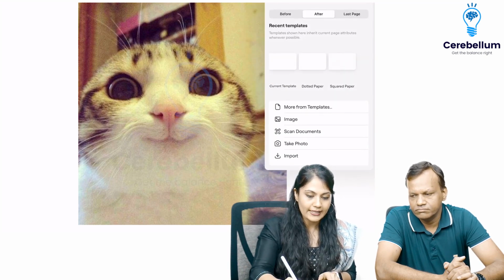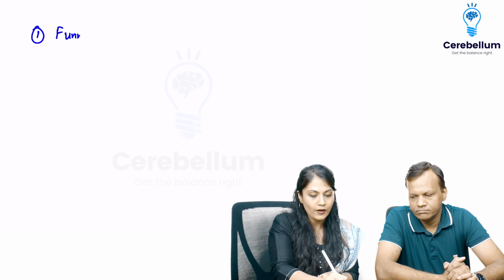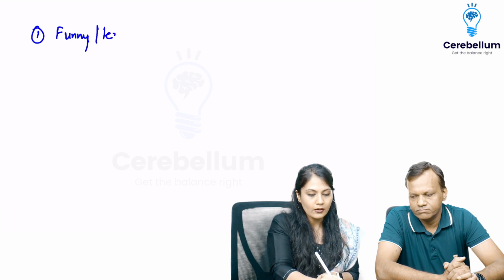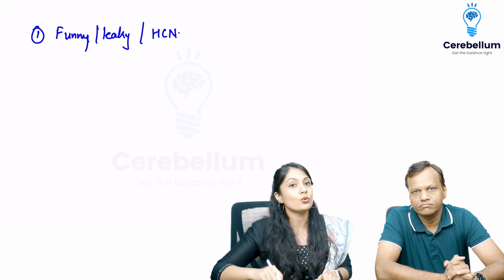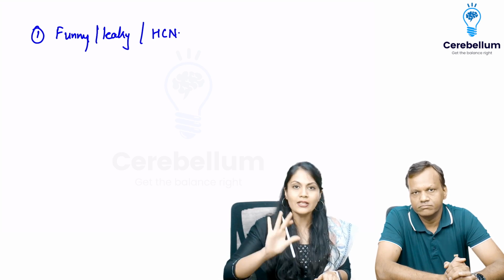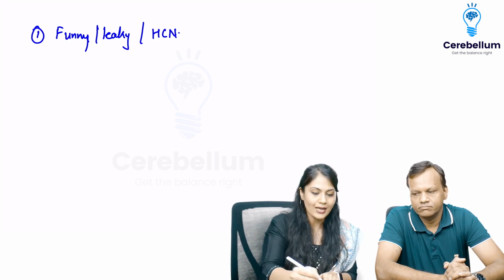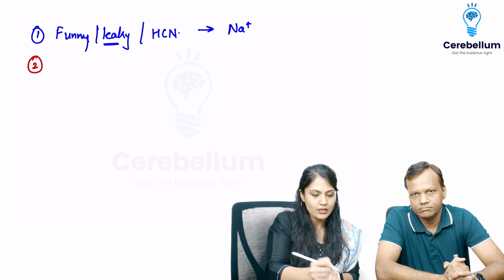So let's write down what is funny cat pick. The first channel which is going to help me over the ion is going to be your funny or leaky or HCN, that is hyperpolarization activated cyclic nucleotide gated channels. Nobody will ask you the long form of it. Just remember it is hyperpolarization activated sodium channels. Remember, these are leaky sodium channels. You do not require any stimulus for this.